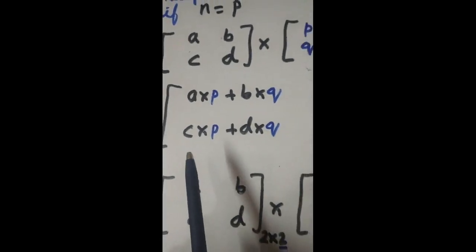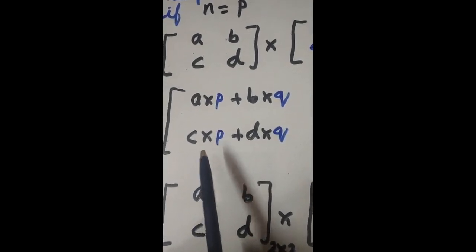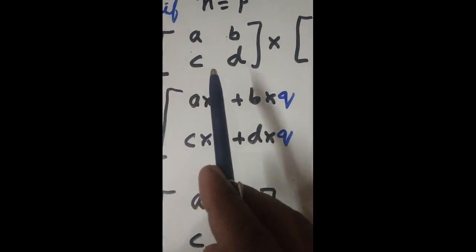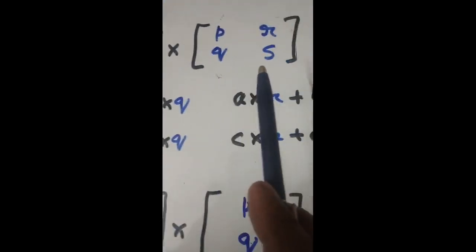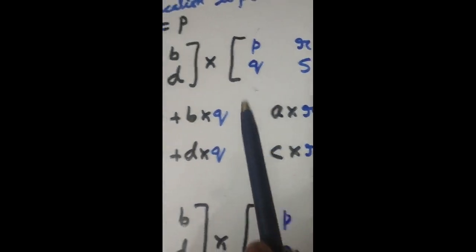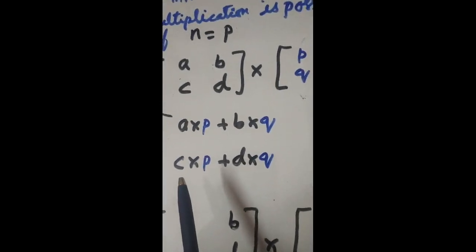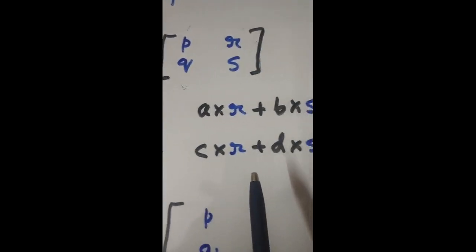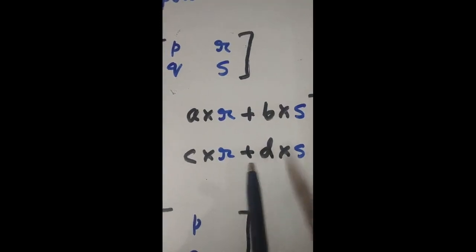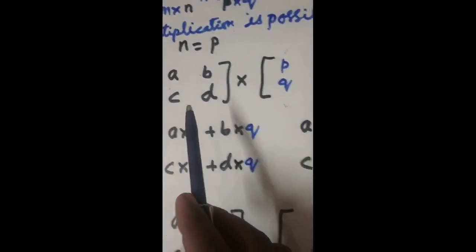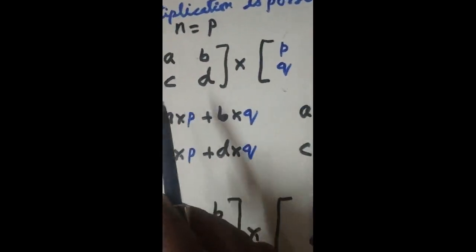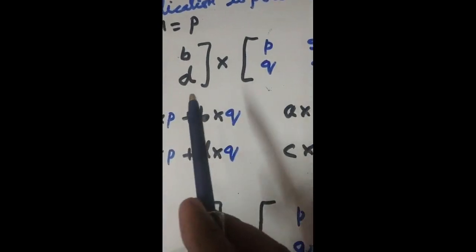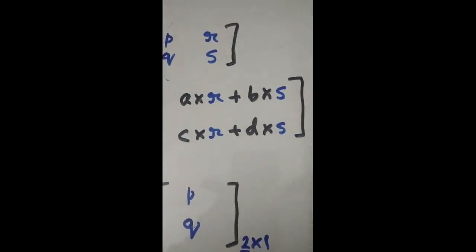Now in this place, it is your second row first column. So the second row is C and D and your first column is P and Q. So that's the way we get C into P plus D into Q. And the last location is second row second column. So the second row multiplied with the second column, C into R plus D into S, you get this one.